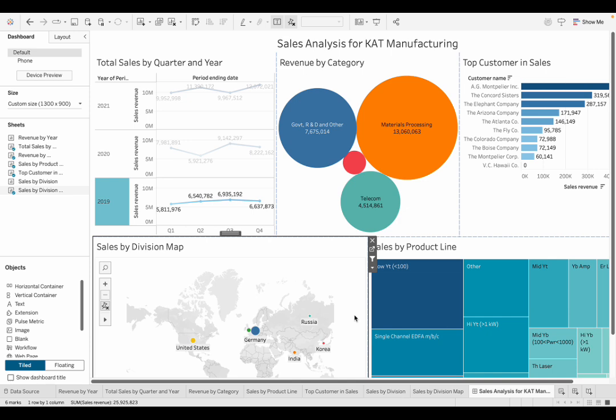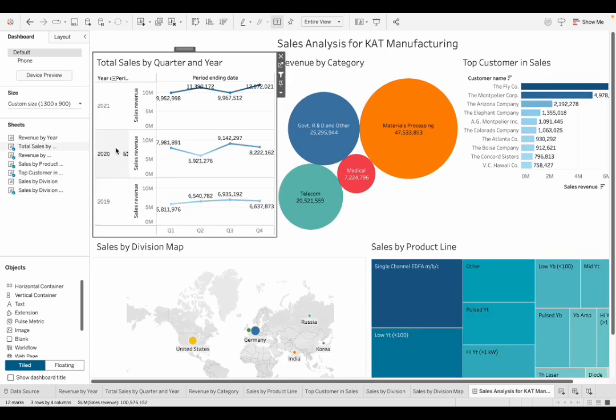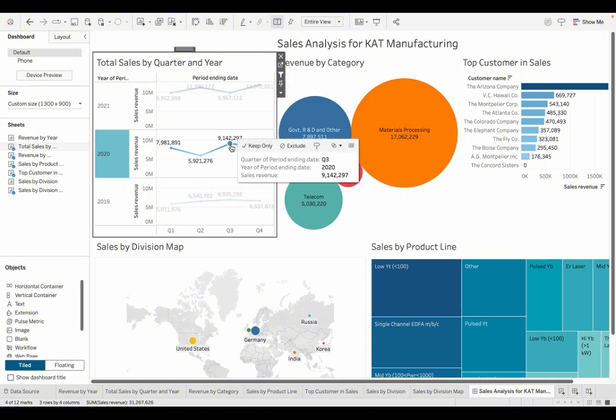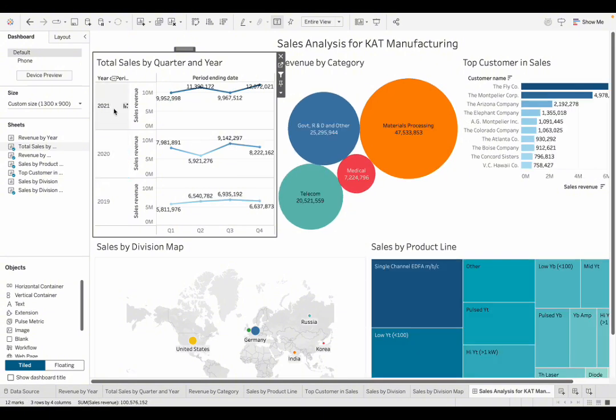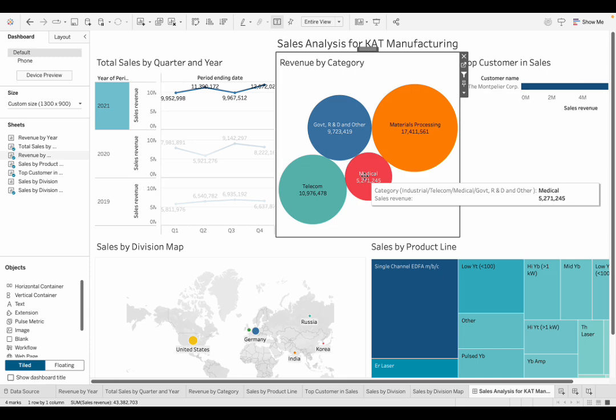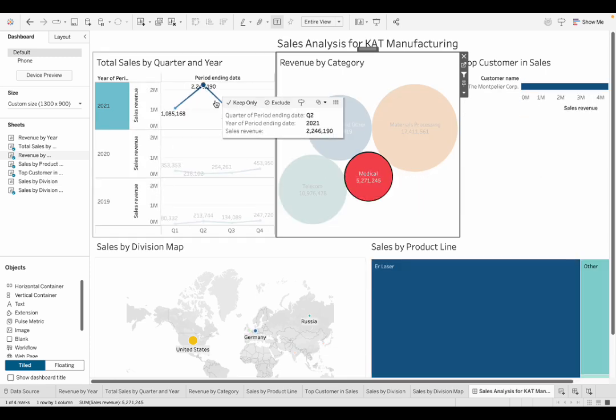In order to determine the total sales revenue for the third quarter in 2020, I'm going to deselect 2019, go to 2020, and in the third quarter, I can see the sales revenue would be $9,142,267. Next, I want to find the total sales revenue for the medical category in the second quarter of 2021. So I'll deselect 2020, select 2021, select the medical field, and for quarter two, there's a sales revenue of $2,246,190.